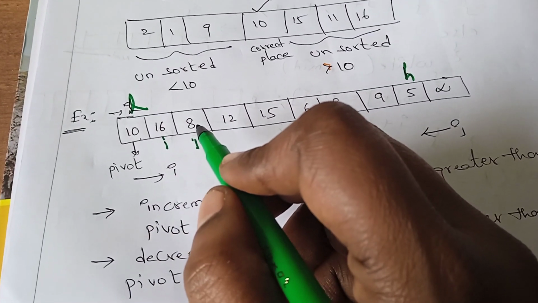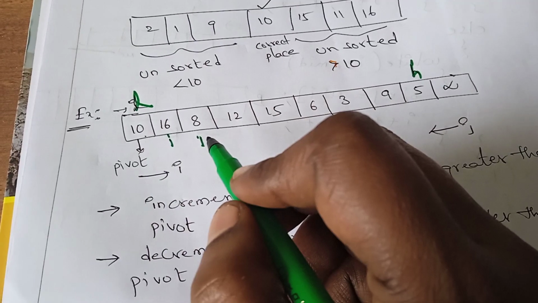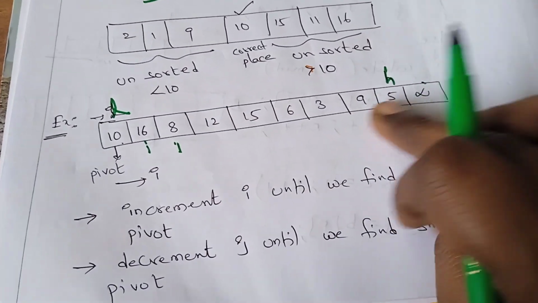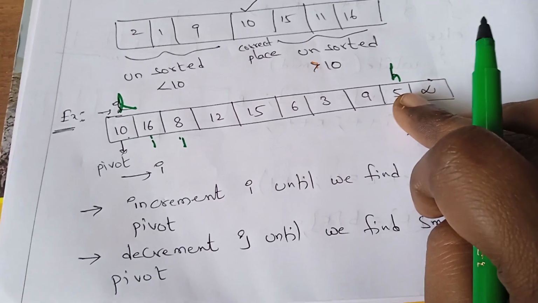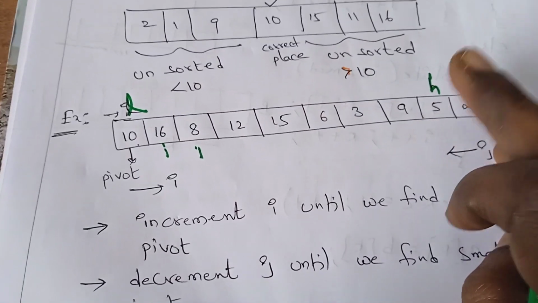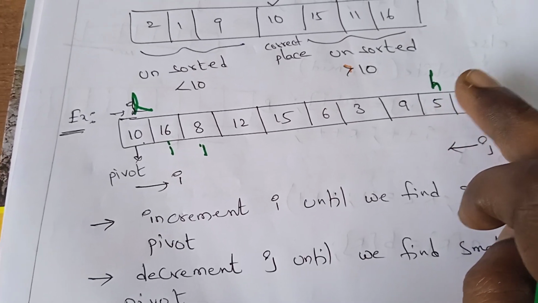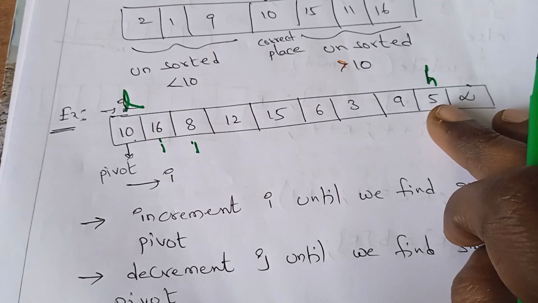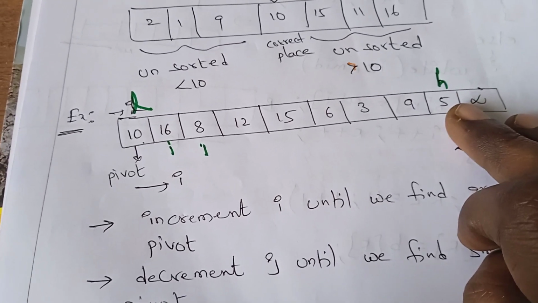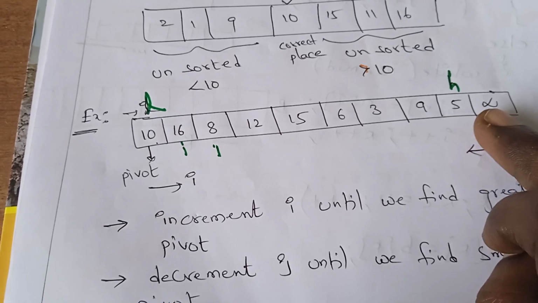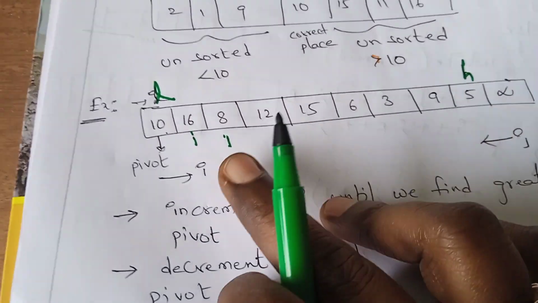Again we compare with 8, so it should be on the left side. So we come in from the J loop also, and we compare: 10, 9, 5. So 5 should be less than the pivot. So we just shift the places. We'll swap the places of 5 and 10.